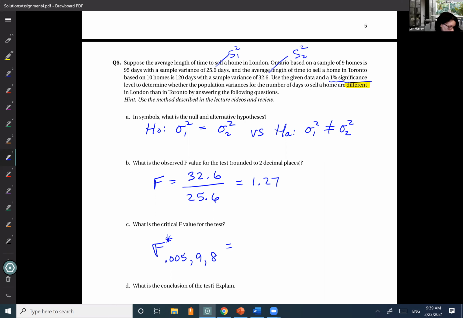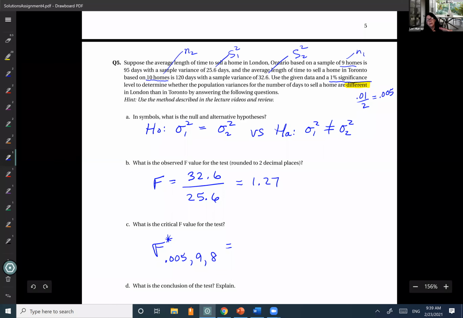So it's a two-sided test, so we need to go 0.01 divided by 2. So that's going to be 0.005. That's where I got that from. 9 degrees of freedom come first, because it corresponds to the sample variance of 32.6, 10 homes right here. That's N2. And the first one had 9 homes, so that's N1.